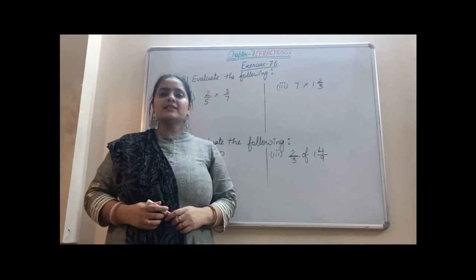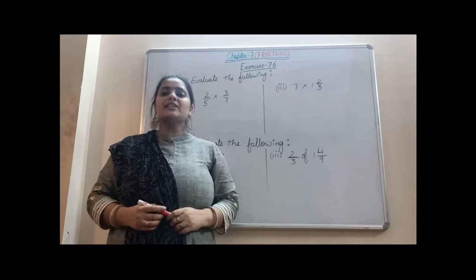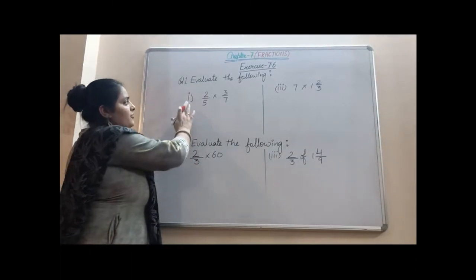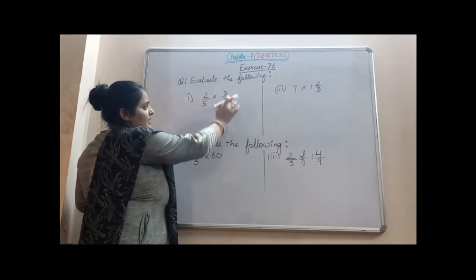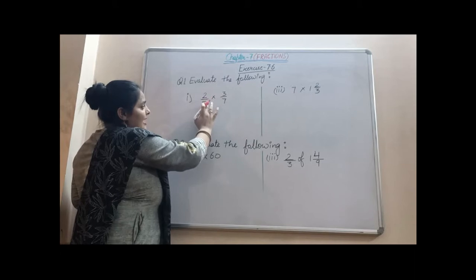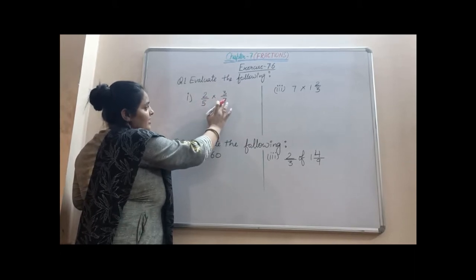Today we are going to start our exercise 7.6 which is based on multiplication of fractions. So first question, evaluate the following. First part, 2 by 5 into 3 by 7. So what we have to do? We have to multiply numerator with numerator and denominator with denominator to get our final answer.